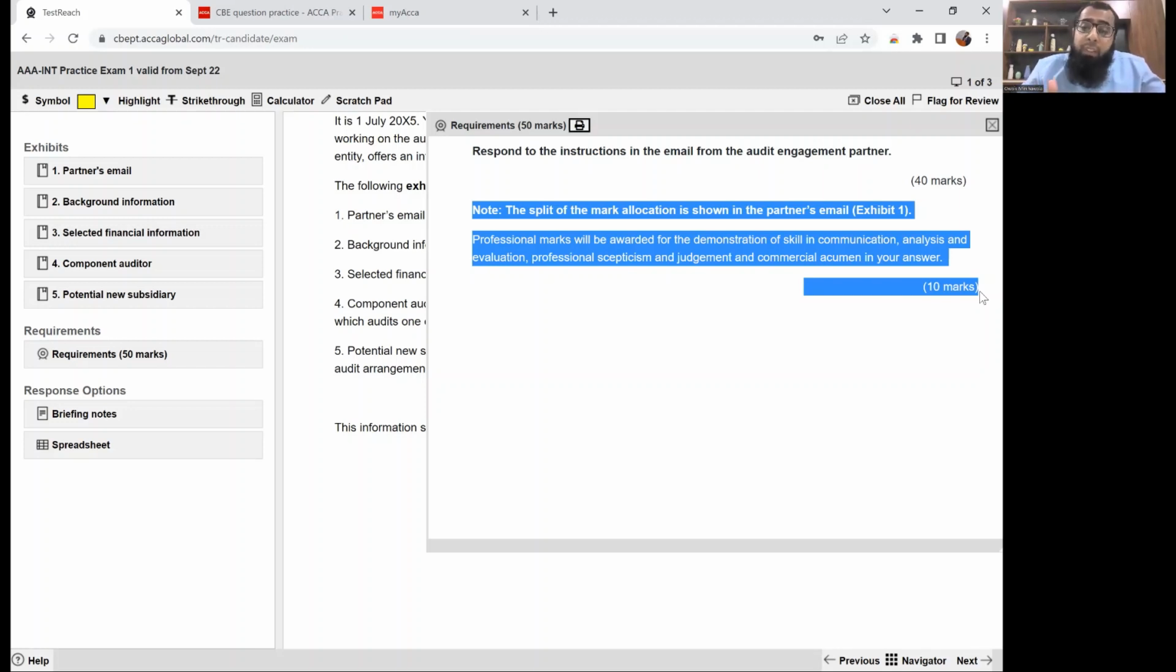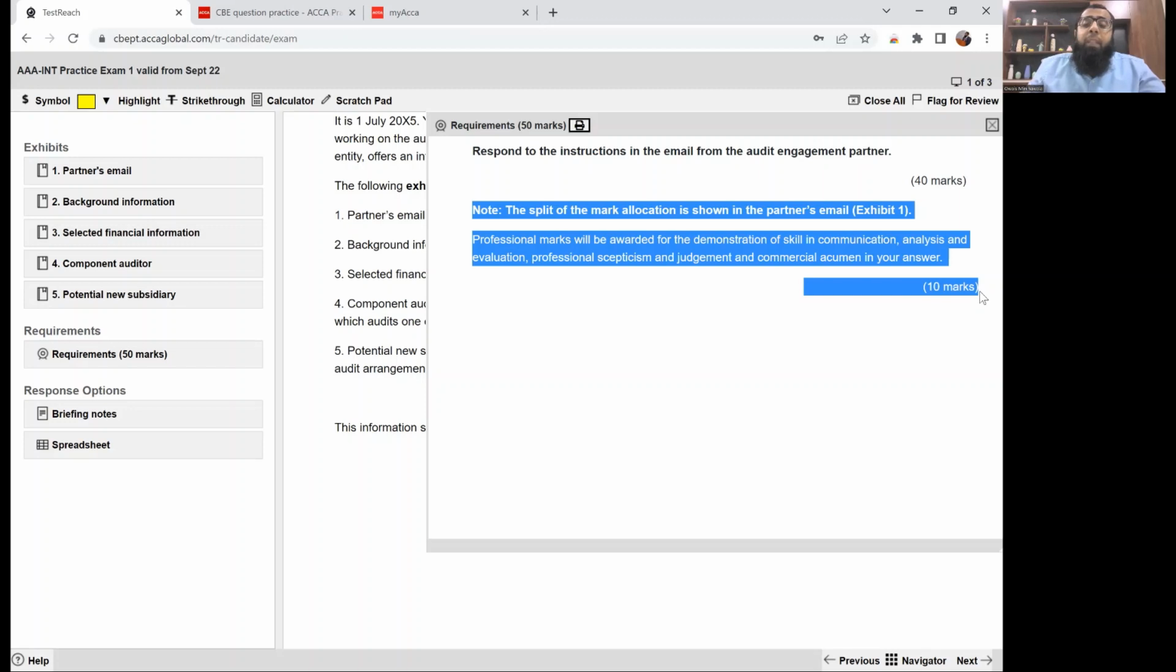But the only difference is that earlier there used to be 4 professional marks in the entire paper, but now there are 20 professional marks. Now these professional marks are divided in such a way that question 1 will have 10 professional marks, question 2 will have 5 professional marks, and question 3 will have 5 professional marks. In today's class, we will discuss the first question, which is question number 1.